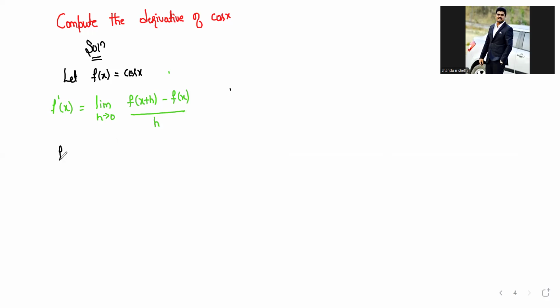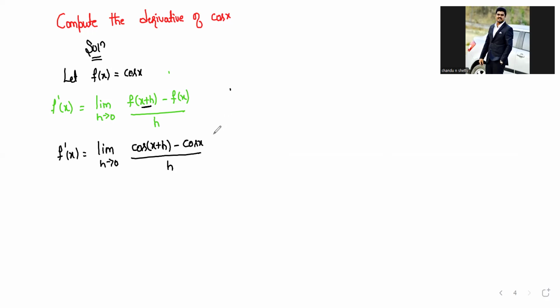Now, f dash of x equals limit h tending to 0. My dear students, we can take it here. Here, f of x is cos x, and f of x plus h is cos of x plus h. So, cos of (x plus h) minus cos x by h, we are taking. Clear?